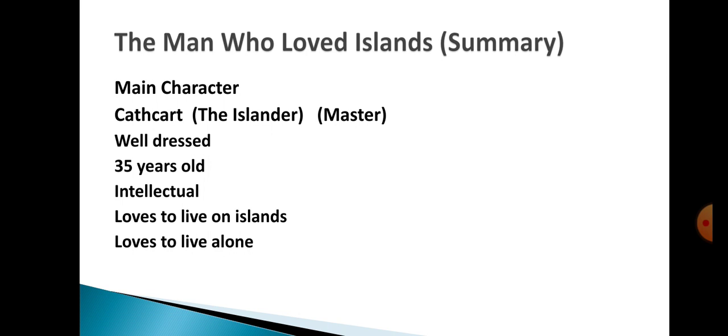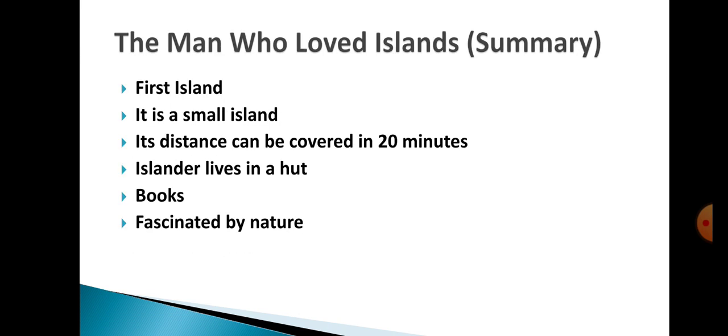Out of these 3 islands, we are going to first talk about the first island. The first island that he visits is a small island, and its distance can be covered in 20 minutes. You can have an idea of how small this island might be, that its distance can be covered in just 20 minutes. The islander goes there and he lives in a hut, and that hut is made of wood and straw. So he lives over there and he brings a lot of books with him.